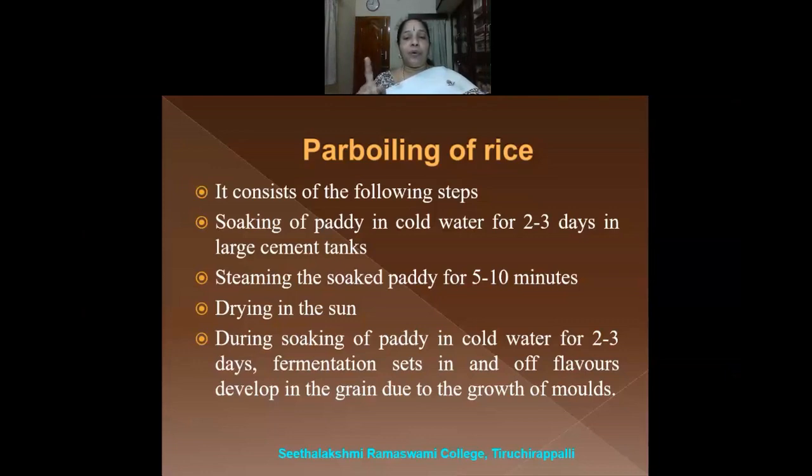First we soak the paddy, and after draining the extra water from the soaked paddy, then it is steamed for 5 to 10 minutes. After it is steamed, there will be only very little water remaining in the large containers. That has to be drained and it should be sun dried.